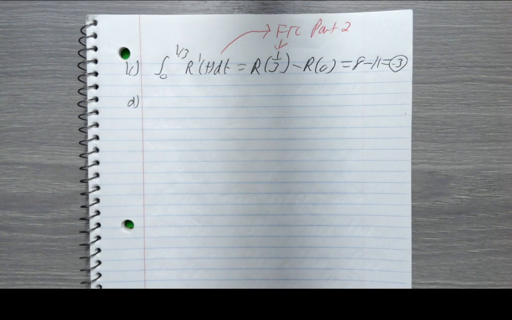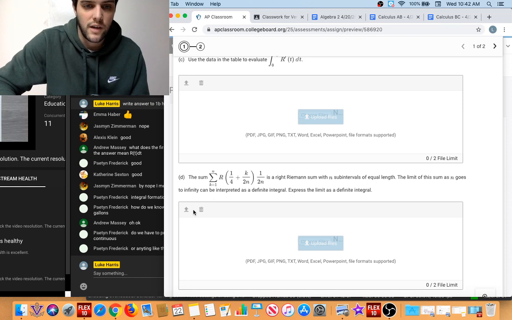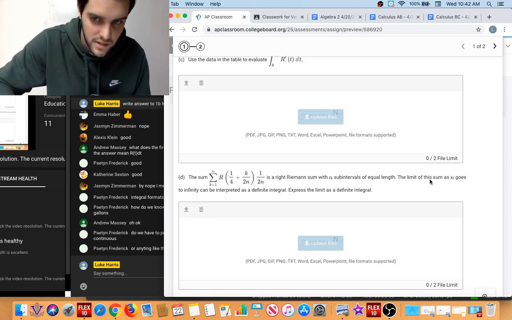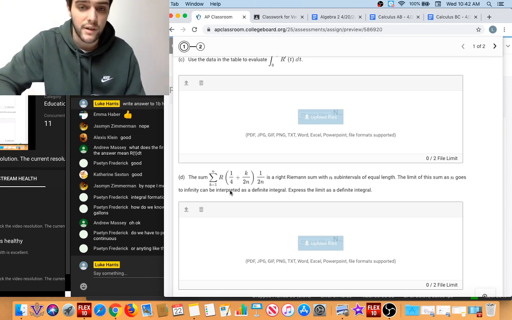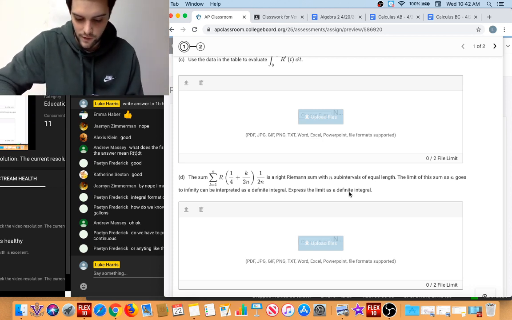Okay, we have the tools, but it's just a matter of being able to process them. So let me go over to my assignment here. This is what we're given. It says the sum from k equals 1 to n of r of 1/4 plus k over 2n, times 1 over 2n, is a right Riemann sum with n subintervals of equal length. The limit of this sum as n goes to infinity can be interpreted as a definite integral. Express the limit as a definite integral.